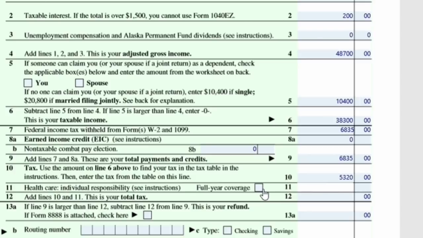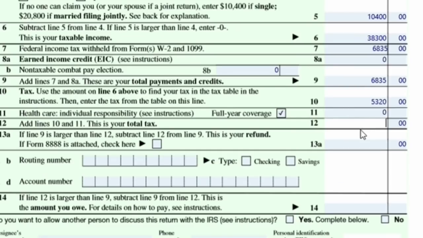Next, it says healthcare. Individually responsible, you'll have to see instructions. But Paco, in this case, had full year coverage, so we'll just put our check there and 0. Line 12 says add lines 10 and 11 for your total tax. So our total tax is going to be 5,320.